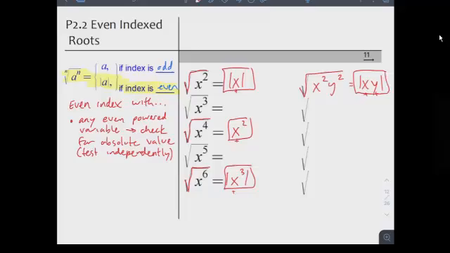What if we did x to the fourth, y to the sixth? I want you to try that one on your own. See if you can simplify what that would be, please.